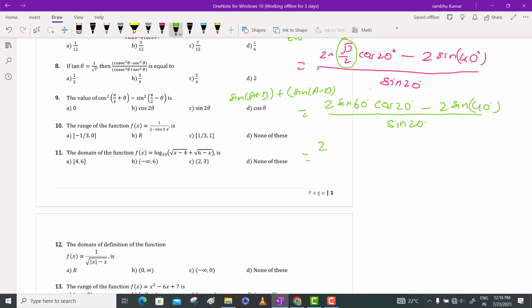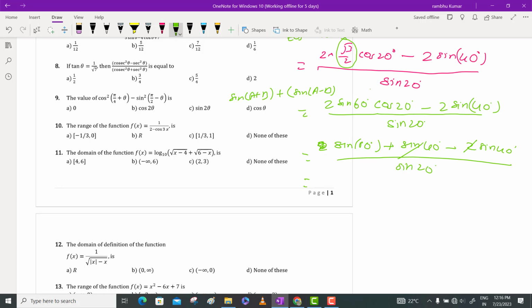Okay, so this will become sin 80 plus sin 40 minus 2 sin 40 and then divided by sin 20. Now this sin 40 and 2 sin 40 will be subtracted and we get 1 sin 40.